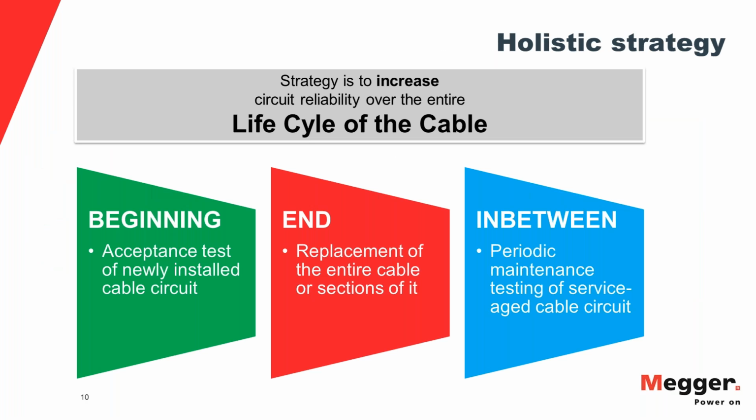So the holistic strategy is, how do I increase the reliability of a circuit? Well, I look at the total life cycle of the cable, and that begins with the cable is installed. I need to do an acceptance test. At the end of the cable's life, replacement of sections, vast sections, or the entire cable is inevitable. And in between, there is the key. There's the key to make this work and to maximize the lifetime of the asset. It is periodic maintenance testing.